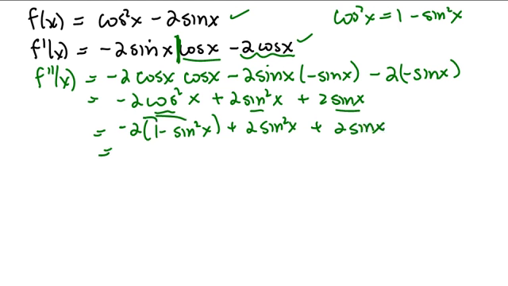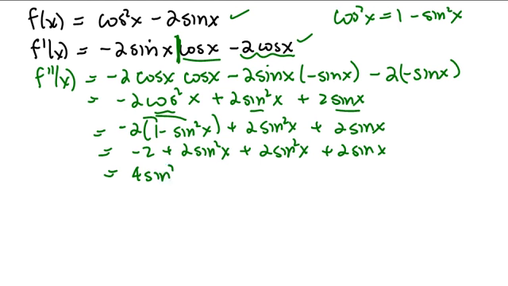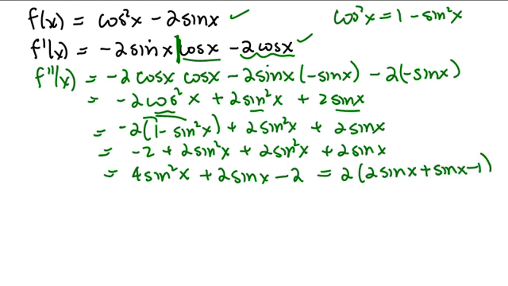Cleaning that up again, I'm going to multiply the negative 2 into the bracket, plus 2 sine squared x plus 2 sine x, and collect like terms and write it in decreasing powers of sine. I'm going to factor out a 2. And then I'm going to factor the trinomial one more time.